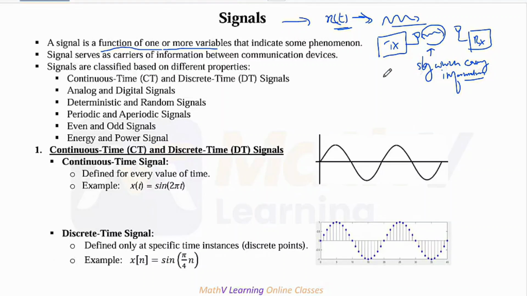So the signal can be a voltage signal, a current signal, or it can be an electromagnetic wave as shown in this communication system, or it can be a light signal, or it can also be heat signal. So all these forms the signals.